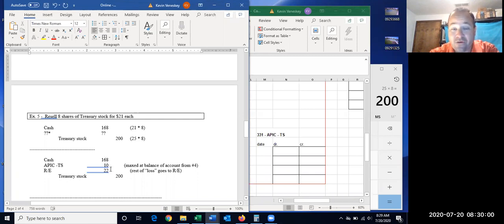So the rest of the loss comes out of retained earnings. We don't want to ever do that if we don't have to. We don't like to ever debit retained earnings because that's taking away part of the investment in the business. But in this case, since we resold the treasury stock for less than what it was worth and less than any gains that I had left, that's what we had to do.